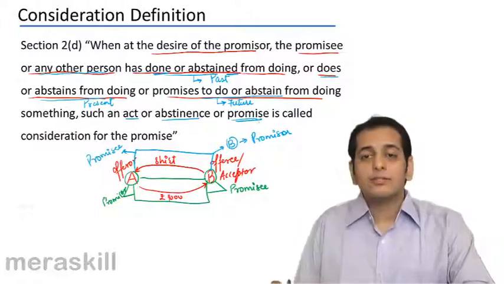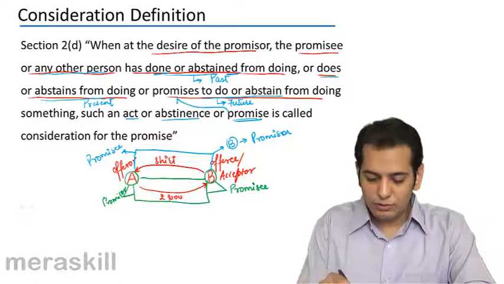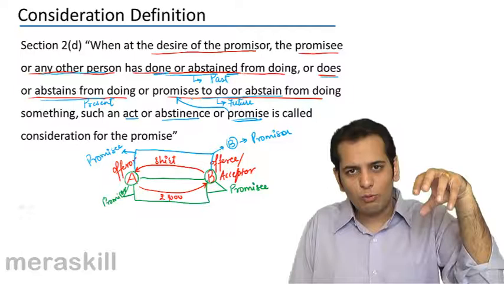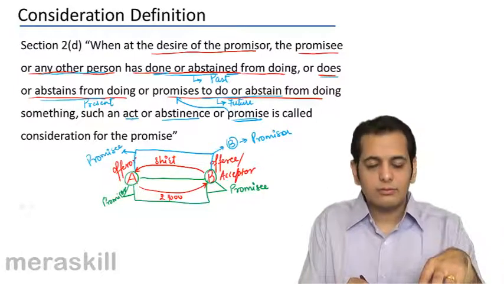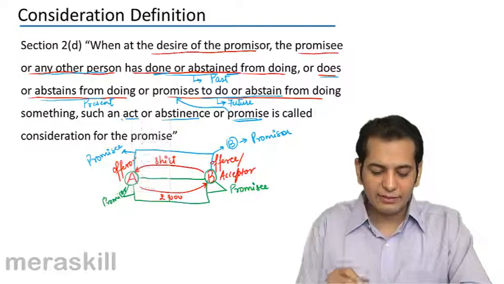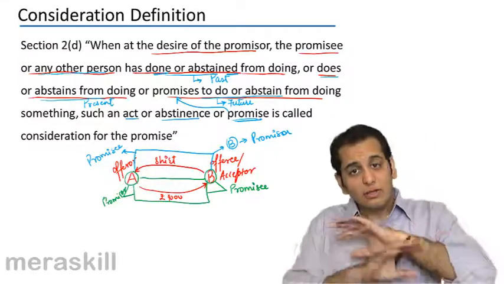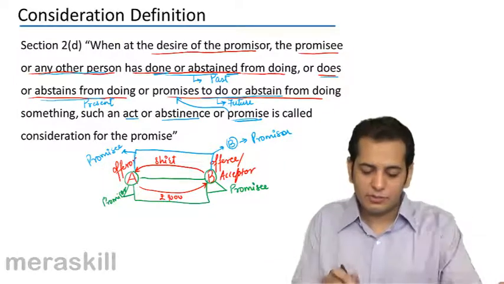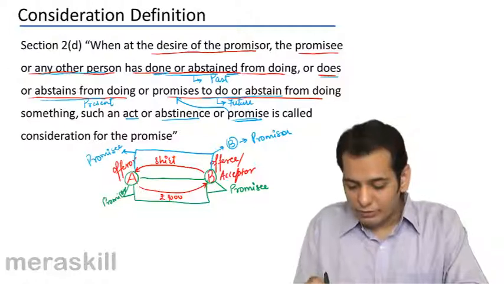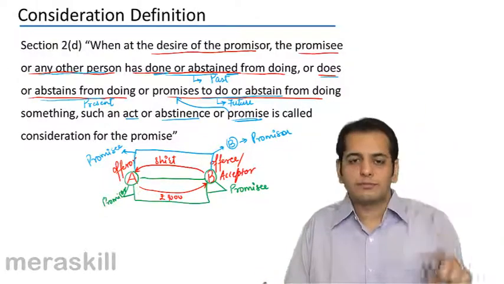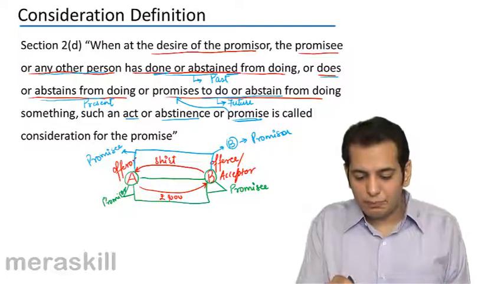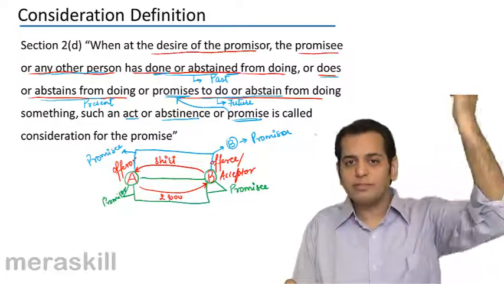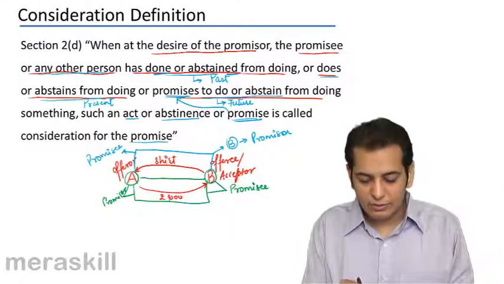Or promise. This promise refers to the future promise that he is making. What he has done or what he is doing, it is with the reference of act here. What he's not done in the past or what he's currently stopping himself from doing, that refers to abstinence here. And this promise is for future, the future promise that he is making. So such an act or abstinence or promise that he has made is called consideration for the promise.